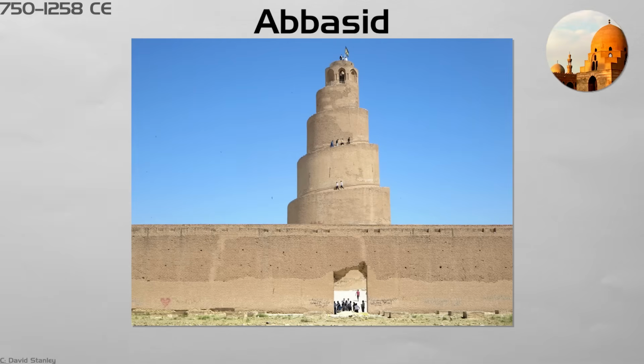Abbasid mosques often used brick construction and lavish stucco carvings in geometric or floral patterns, a technique that spread widely through their empire. This period saw the refinement of large-scale mosque layouts, emphasizing symmetry and monumental proportions.